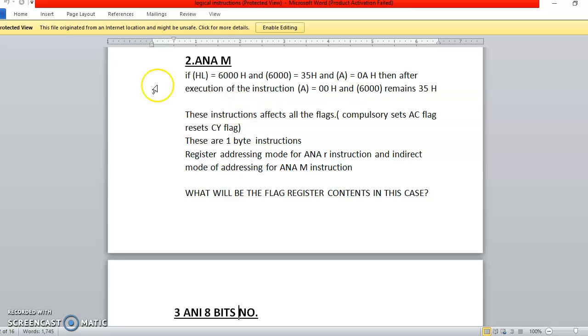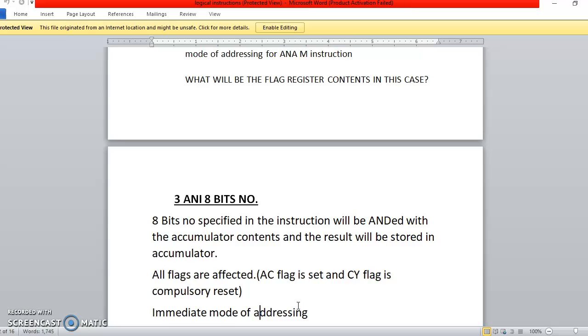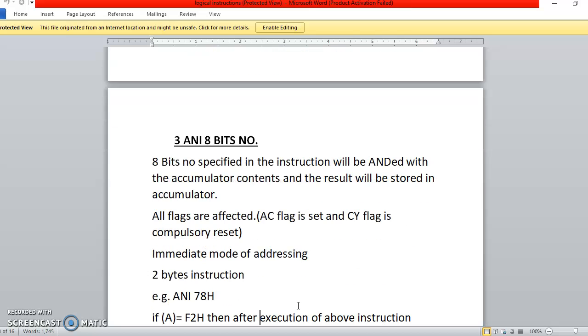These all are 1 byte instructions. If it is ANA M, then it is indirect mode of addressing, and if it is ANA R, it is register addressing mode of the instruction. Now similar to this, suppose I don't have the number in the register, and I have an actual number to be ANDed, then I can use the ANI instruction. So ANI and then an 8-bit number. This 8-bit number is ANDed with the accumulator and the result will always be stored in the accumulator.